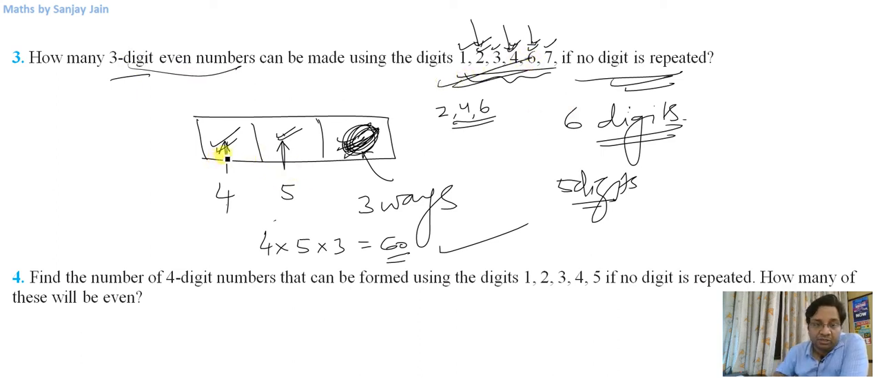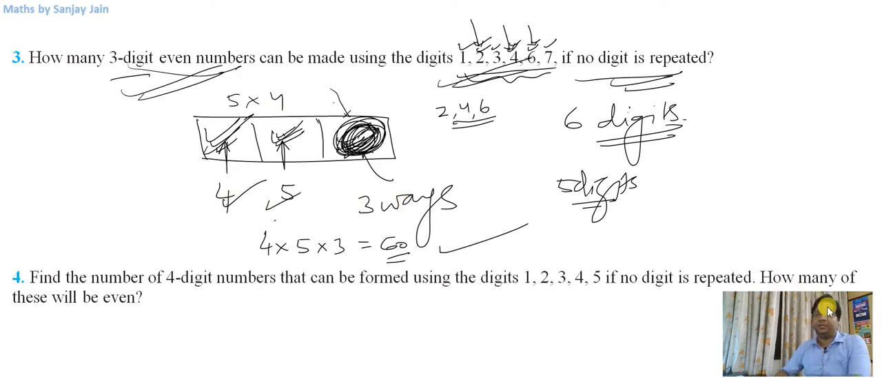Now you need not be confused that first I filled this place. This was necessary because I want only even numbers. So it is important that I fill this place first in this question. Okay. Now after that I can fill this place or this place. That won't matter because 5 into 4 or 4 into 5 will give me 20.